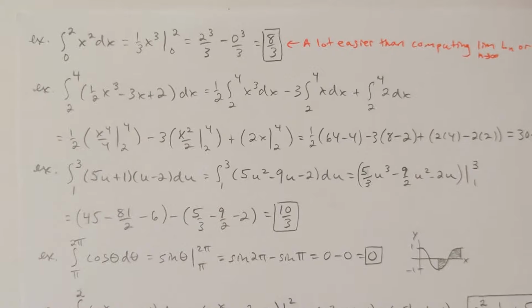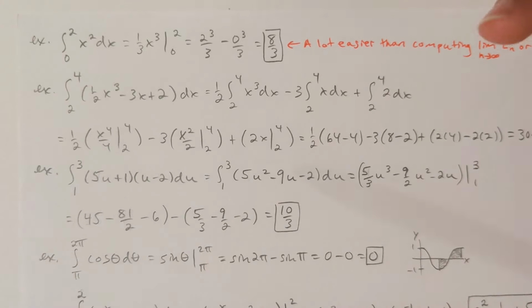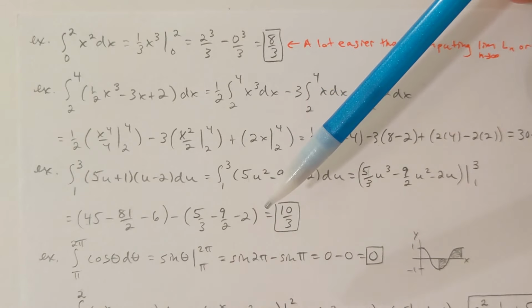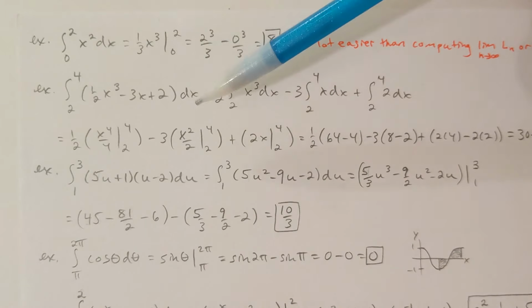So let's take a look at some examples. Suppose that we want to integrate going from 0 to 2 the function x squared dx. Well, for the antiderivative, you'd use the reverse power rule. You're going to add 1 to the power, divide by the new power. So the antiderivative of x squared would be 1/3 x cubed.